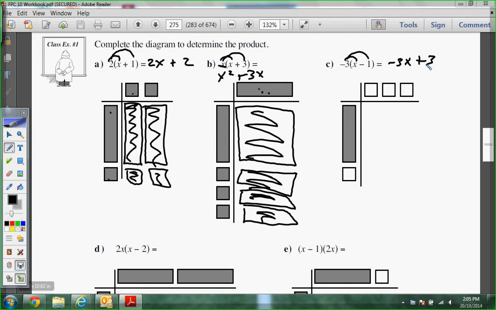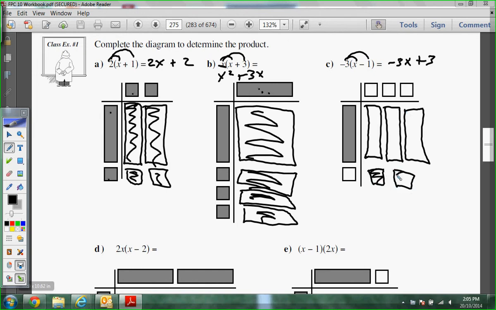Then in terms of your algebra tiles, positive times a negative is going to be a negative x, negative x, negative x. And then positive 1, because it's a negative 1 times a negative 1, 3 times. So we have positive 3 1s, negative 3 x's.